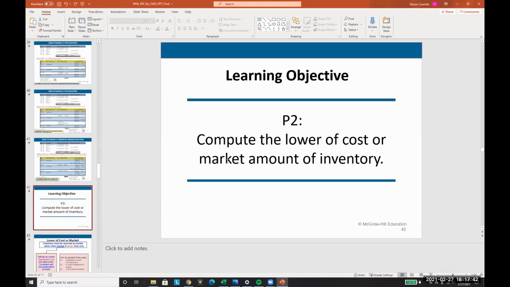And so the next question we're going to be going over is lower of cost or market. Now, this is a little outdated. The new accounting rules call it lower of cost or net realizable value. But you're going to learn about this as you go through your accounting career. So I just want you to understand the concept, and then you can use it under the new methodology.